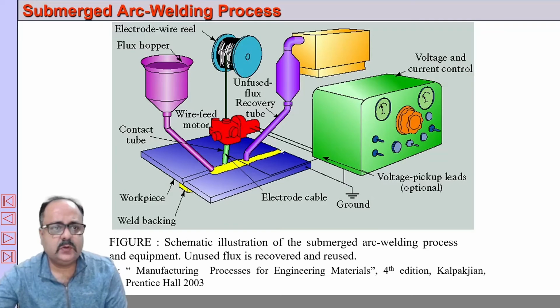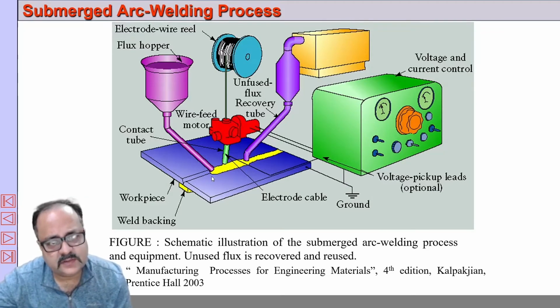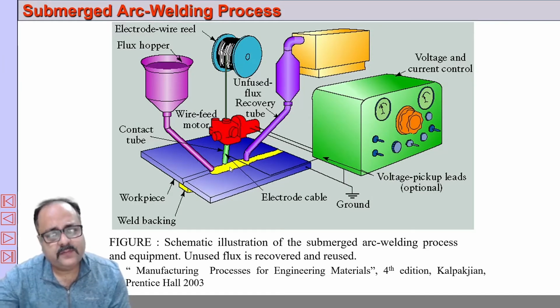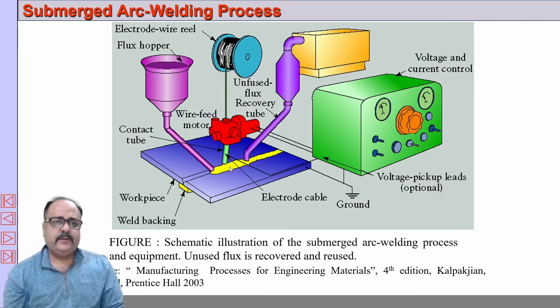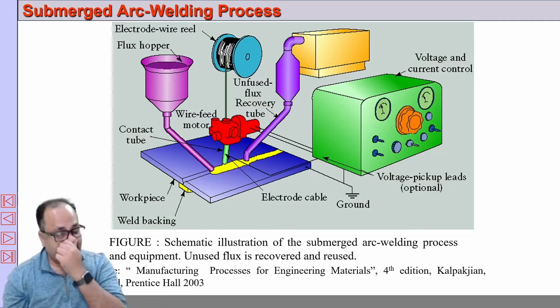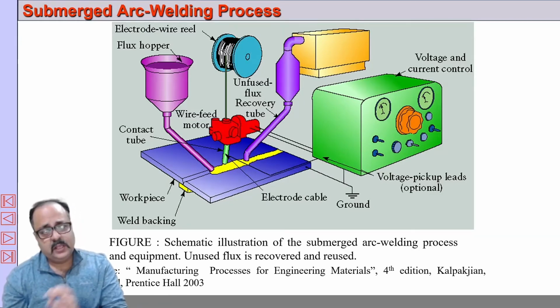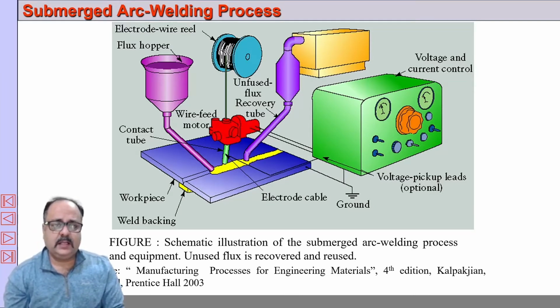So the system looks like this. There is a hopper which deposits the flux in front of it, and the flux engulfs the bare electrode. The heat of the arc produced by this electrode is intense, and it is totally covered by the flux, so there is no spatter and there is no chance of oxidation.